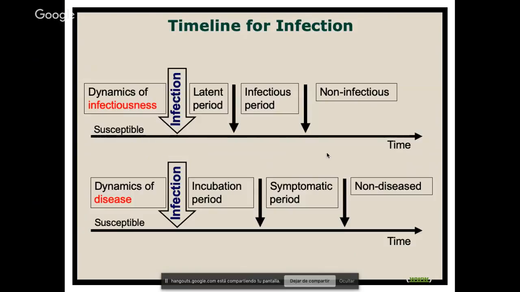It's also important to know the timeline for the infection. First, we have the dynamics of the infectiousness. We need a susceptible host. We have the infection, the presence of the infection. Then we have a latent period, an infectious period, and then non-infectious. The dynamics of the disease: first, we have a susceptible host, the infection, the incubation period, asymptomatic period, and no disease.